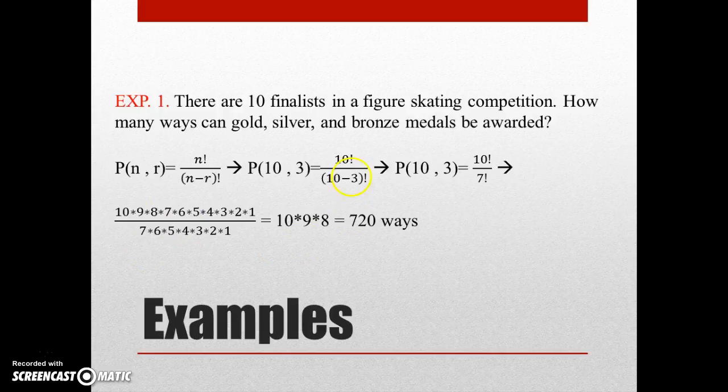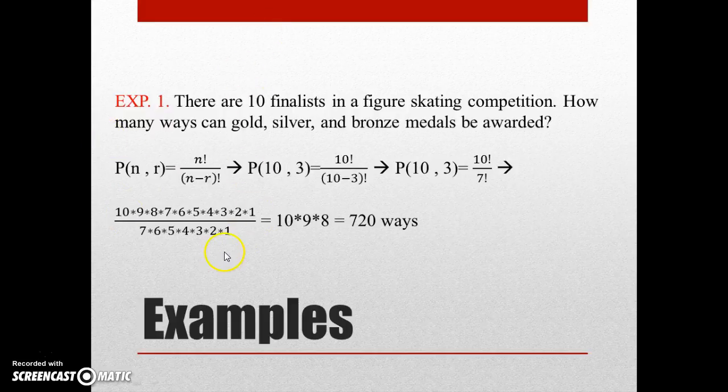So again, 10 factorial becomes 10 times 9 times 8 times 7 times 6 times 5 times 4 times 3 times 2 times 1 over 7 factorial, which is 7 times 6 times 5 times 4 times 3 times 2 times 1. Now, by order, we know our rules.